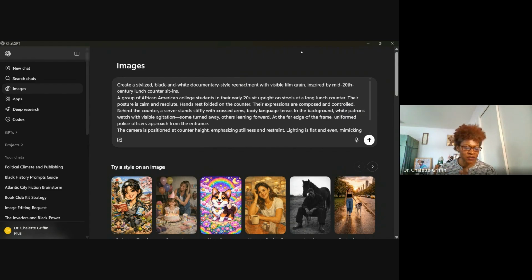That's why it's very important, when you put together a prompt, that we need the subject, the action, the environment, the style, and also the lighting. We want the output to have a grainy type of feel to it. And this whole piece, I'll continue to read the rest of the prompt. Behind the counter, a server stands stiffly with crossed arms.